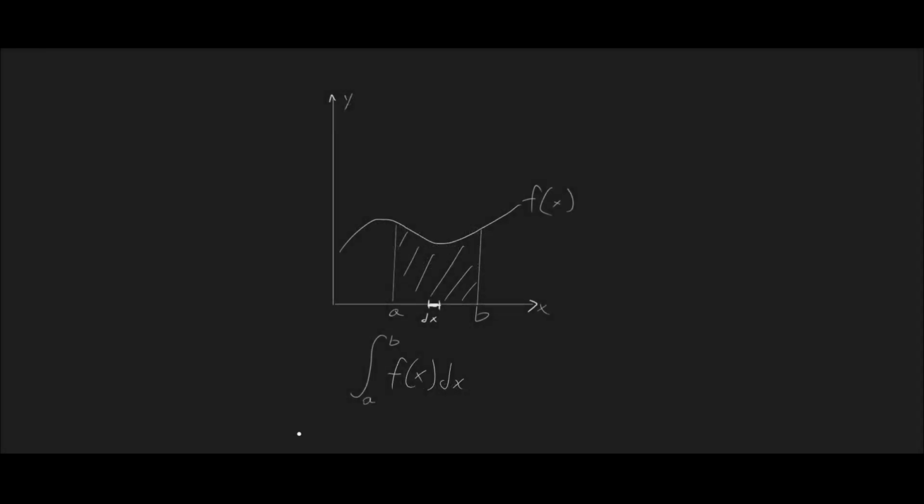In Calculus 1 and 2, we looked at integrals in 2 dimensions. And we learned that the integral is a sum of all these little tiny pieces below the curve, and you add them all up to get the area from point A to B under the curve.